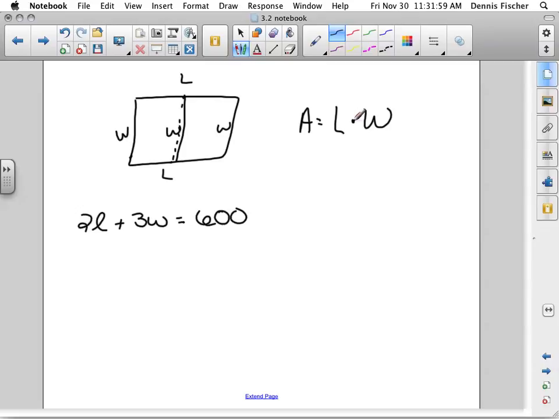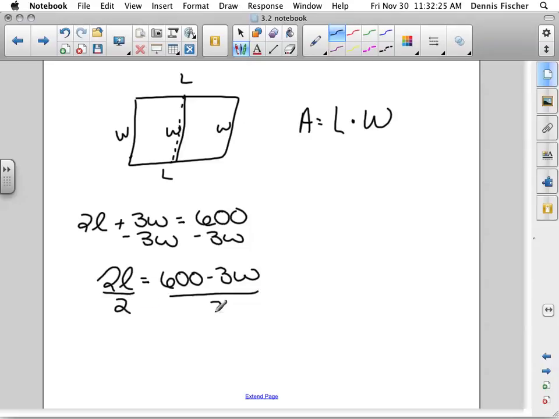Now how am I going to get an L? Do I know what L is? Kind of. Let's get L by itself. Subtract 3W from both sides, so we get 2L is equal to 600 minus 3W, divided by 2. So I get L equals 300 minus 1.5W. Do I know what L is? Yeah. So plug it back in where?